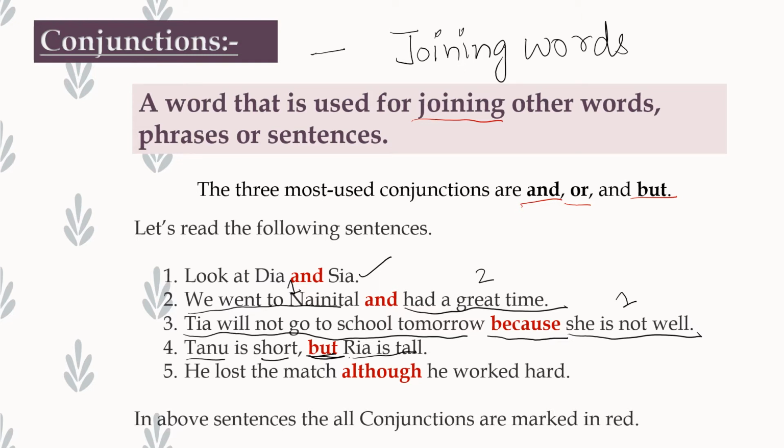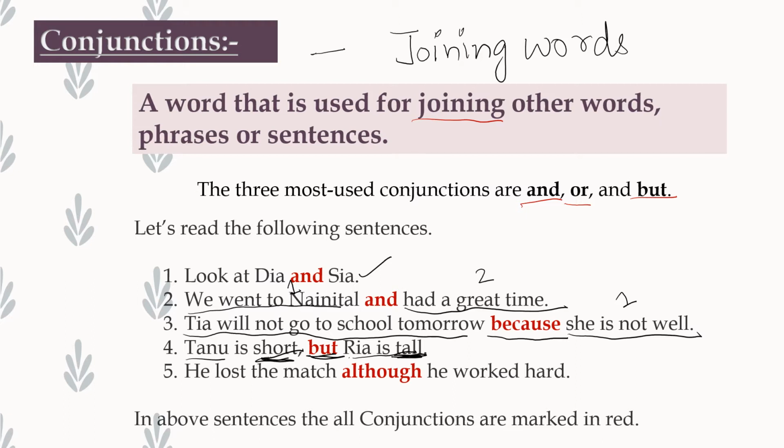So we were talking about but. So but tells us opposite things. If you can see, short is the opposite of tall, right? So now, when two sentences are connected, but both of them have different, opposite meanings, we use but in those sentences.